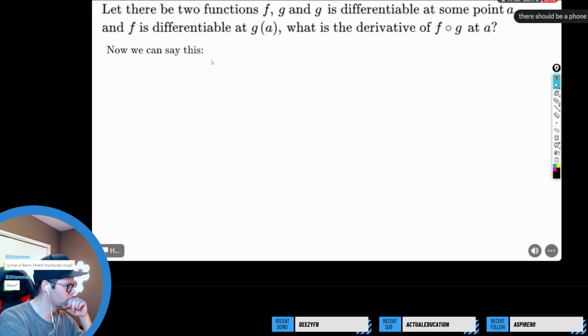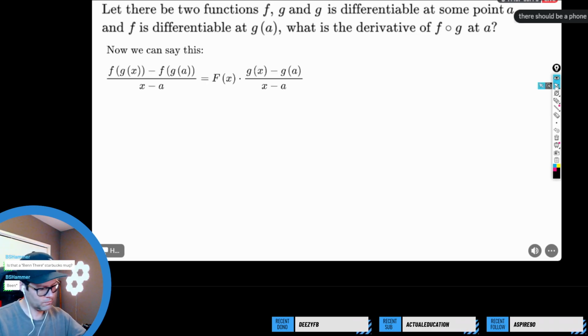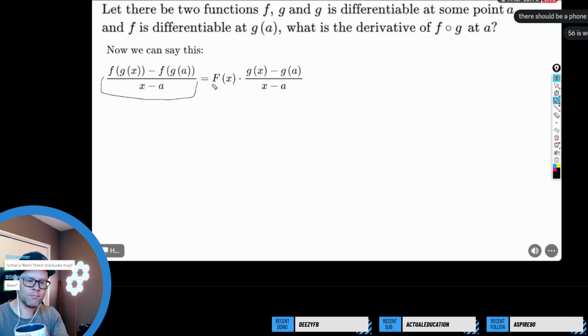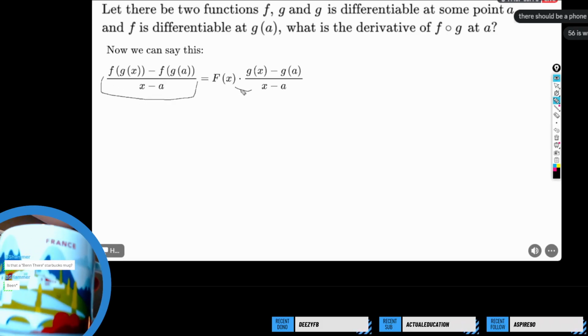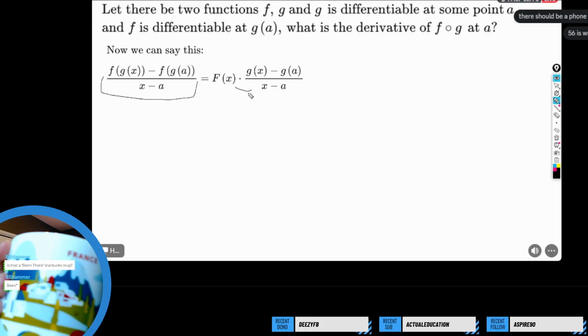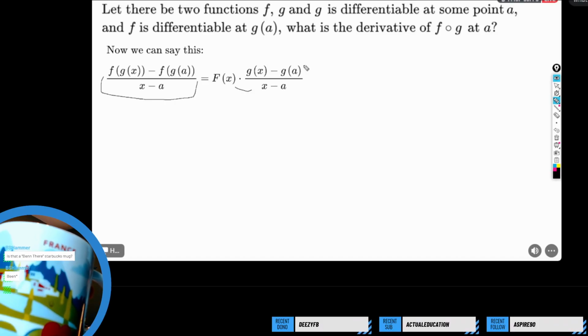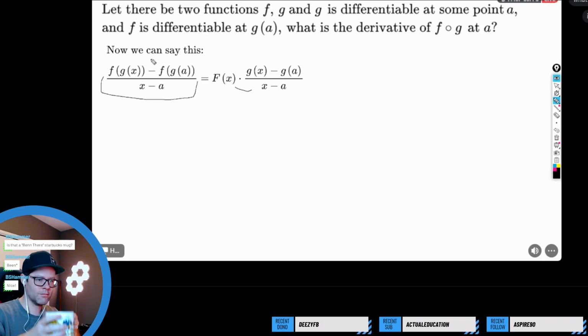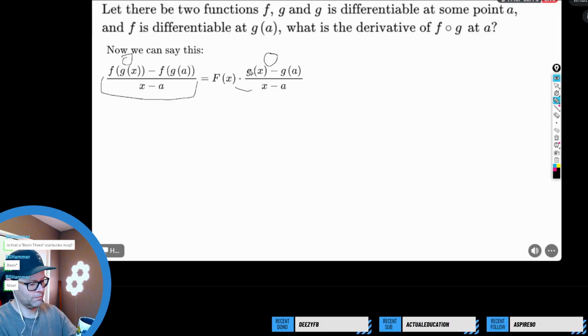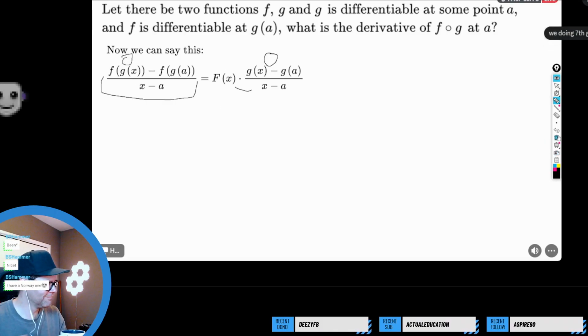Now we can say that if we take just this, it actually equals f of x times x minus a. And again, notice that if g of x actually equals g of a, both of these are 0, and this is 0, all of those terms.